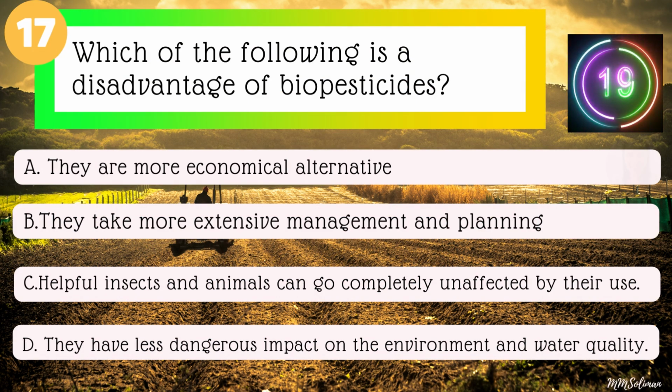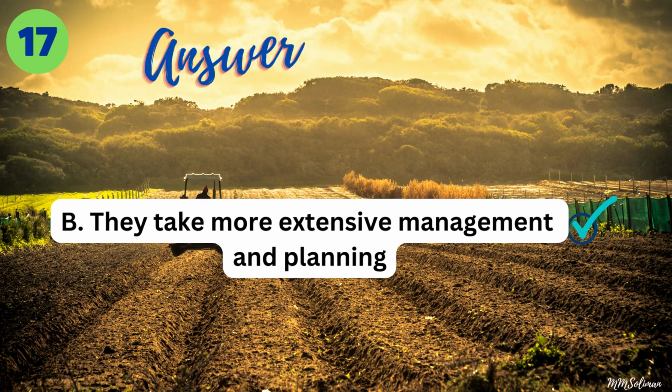Which of the following is a disadvantage of biopesticides? A. They are more economical alternative. B. They take more extensive management and planning. C. Helpful insects and animals can go completely unaffected by their use. And D. They have less dangerous impact on the environment and water quality. The answer is B. They take more extensive management and planning.